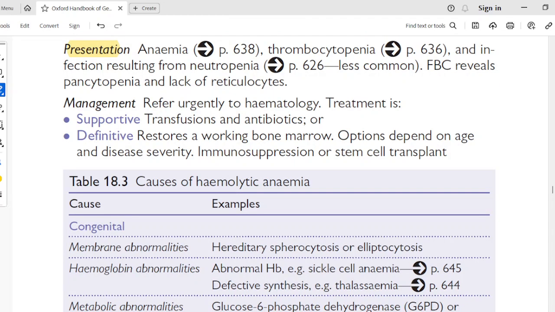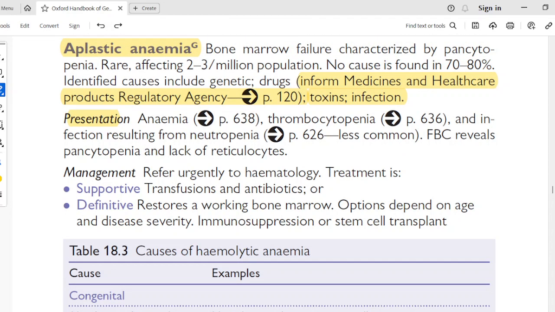So see, this is the difference between aplastic anemia and any of the anemias which are due to reduced production. Pancytopenia, lack of reticulocytes. So there is anemia with lack of reticulocytes. You have to think in terms of aplastic anemia.